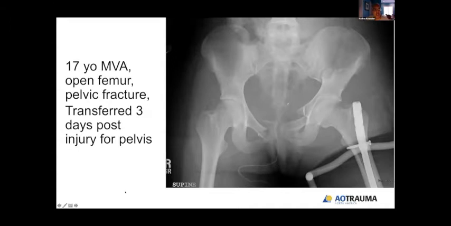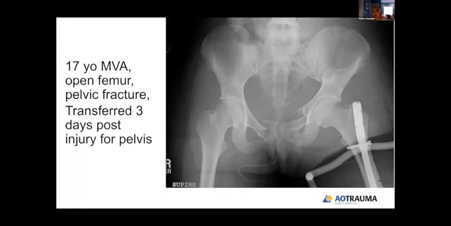Okay, so this is a 17-year-old female who was involved in a motor vehicle accident. At her time of injury, she had an open femur fracture, the pelvic fracture that you see here, and she was subsequently transferred on post-injury day 3 to our facility for management of the pelvis.